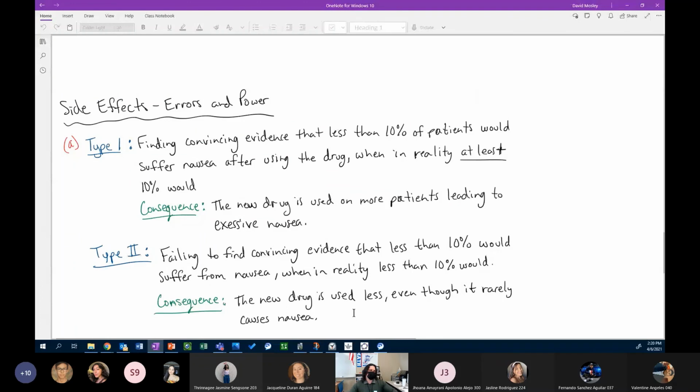So again, we're not saying what the type 1 or type 2 error is definition-wise. We're saying what it would be in the context. Is there anything I can clarify about part A?